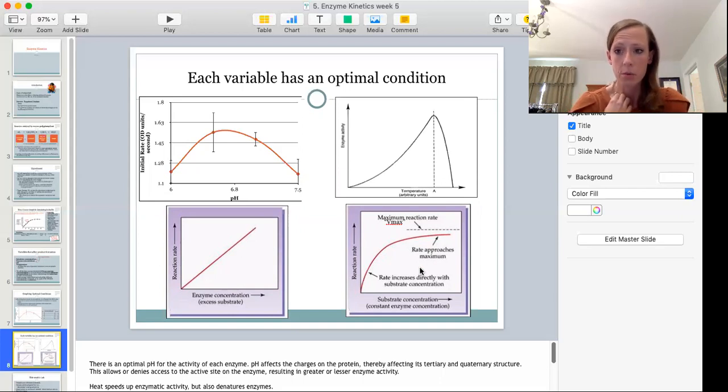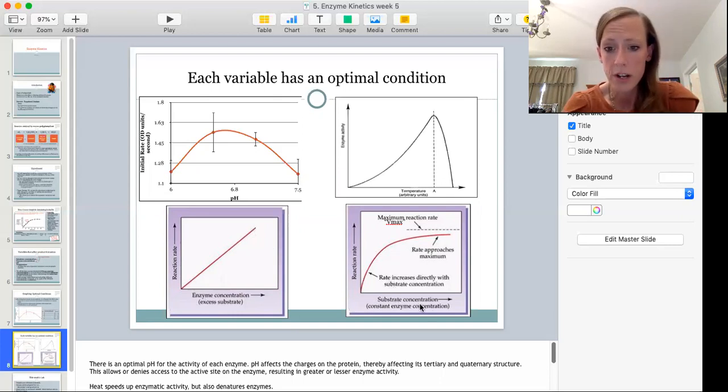The bottom 2 pictures here on this slide should, after your experiments, look a lot like the 2 graphs that you will be making, where you see that as you increase enzyme concentration, here on the x-axis, your reaction rate should increase pretty linearly.